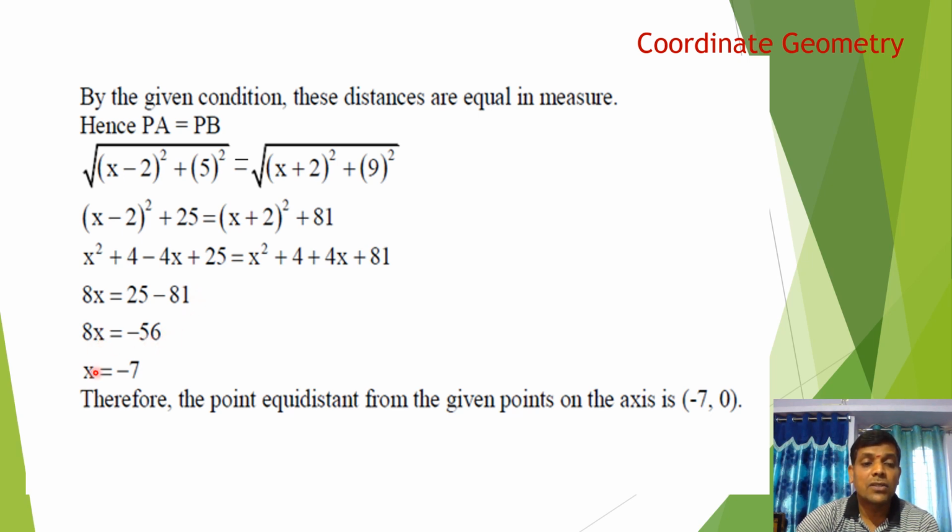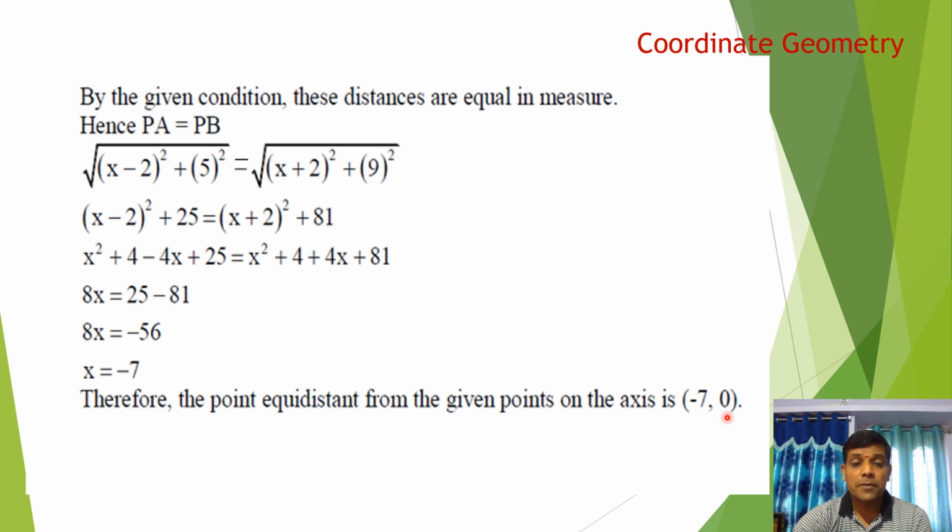Now x is equal to minus 56 divided by 8. 8 ones are 8, 8 sevens are 56. Then x is equal to minus 7. Therefore, the point on the x-axis equidistant from the given points is minus 7 comma 0.